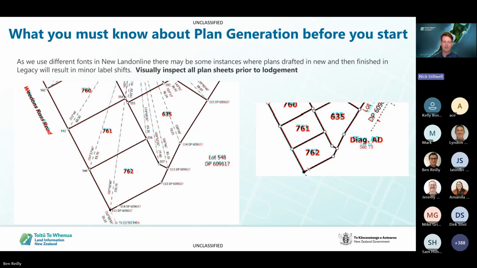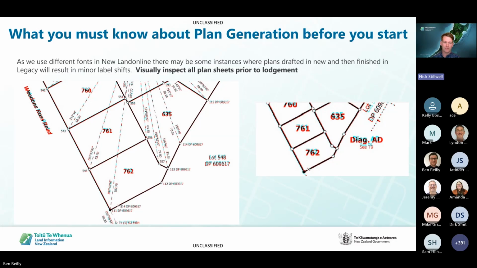So these two screenshots are overlays showing the mismatch between a plan prepared in legacy and opened in new Landonline. I think the red one is legacy Landonline and the blue is new Landonline, and where it's black, they match perfectly. So you can see our bearing and distance labels match very well. Most of the marked labels match really well.